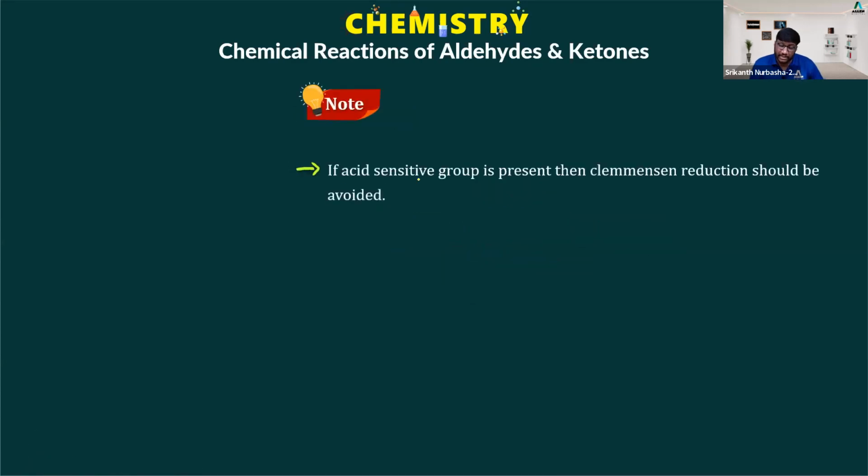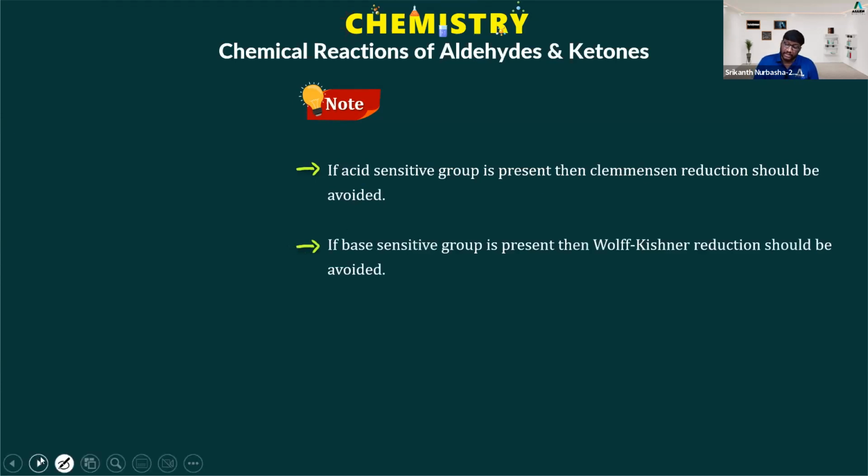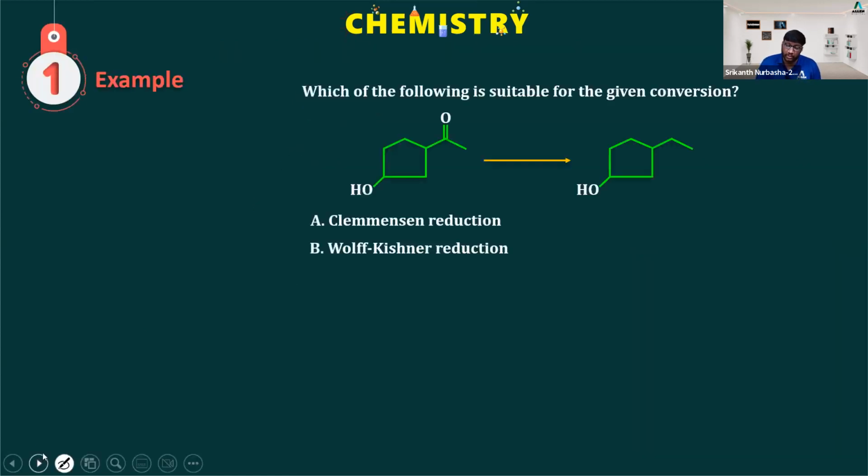If an acid sensitive group is present, then Clemmensen's reduction should be avoided. If a base sensitive group is present, then Wolff-Kishner reduction has to be avoided. With respect to that also, we'll look at the example. Which of the following is useful for the given conversion? Along with C=O we have OH. So the lone pair of electrons on oxygen can attack the H+ ion. Whenever we do the Clemmensen's reduction, we have acidic medium. In that condition, is OH acid sensitive or not?